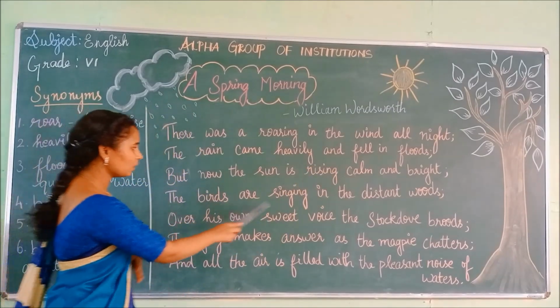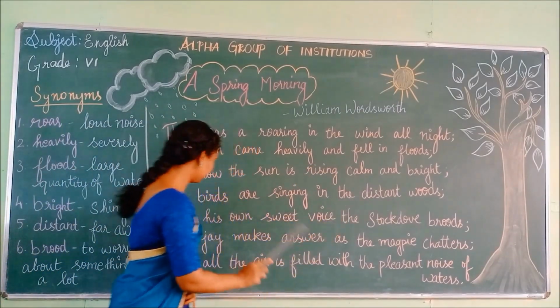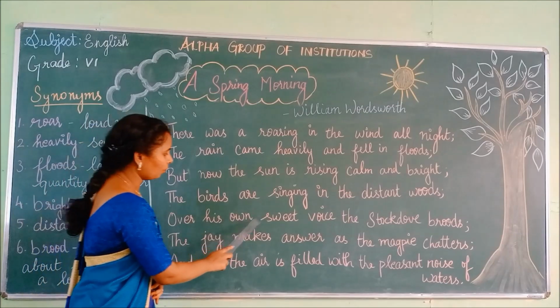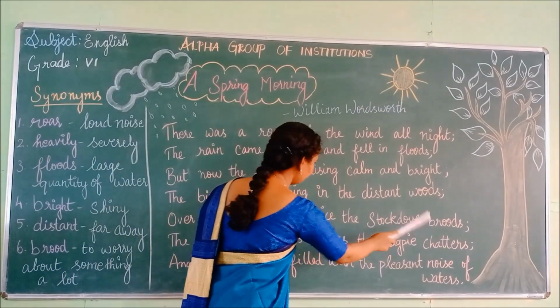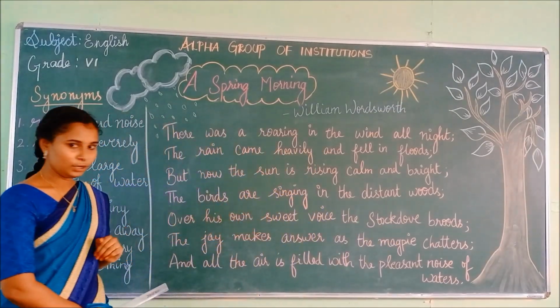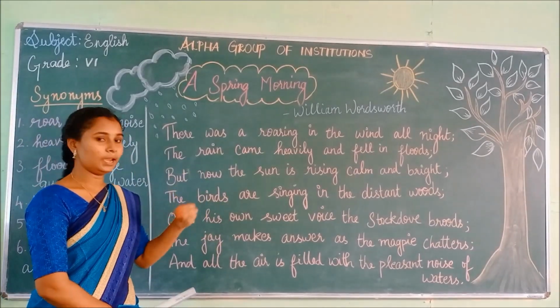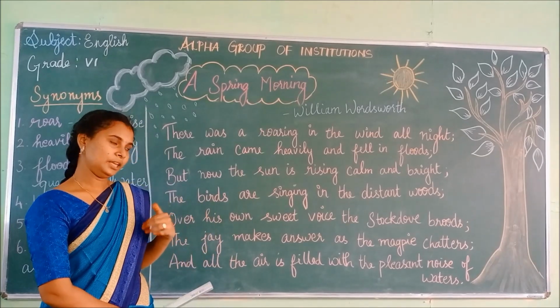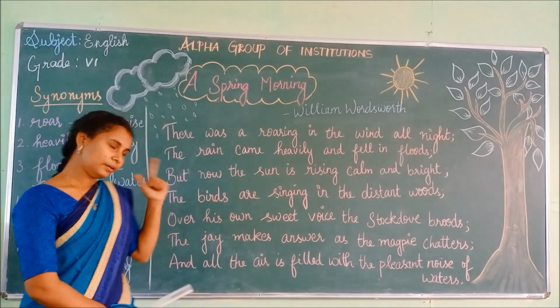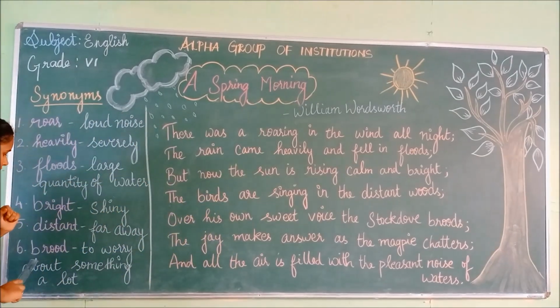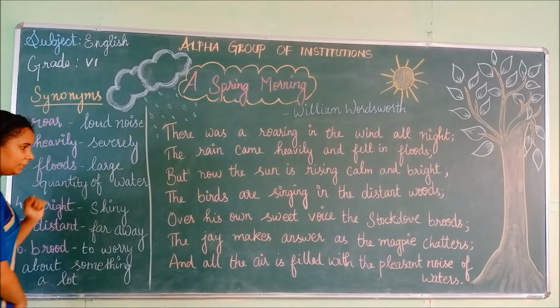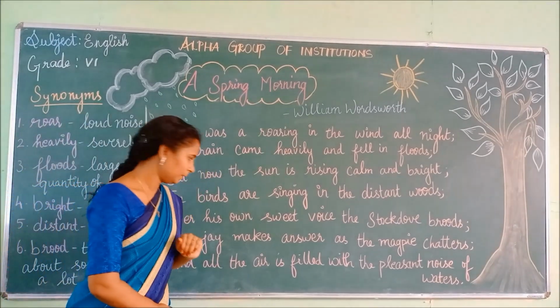So the birds are singing in the distant woods. Over his own sweet voice, the stock dove broods. Yes, as I told you, the bird called stock dove is singing in its own voice, and it is not so happy. We have seen the meaning of brood, right? To worry about something a lot. It is worrying about something a lot.